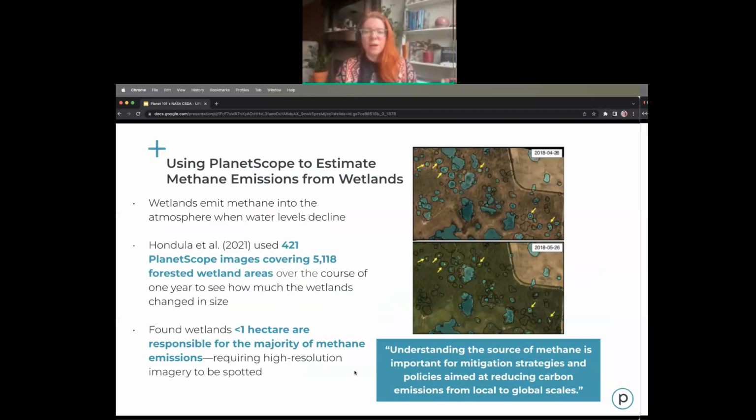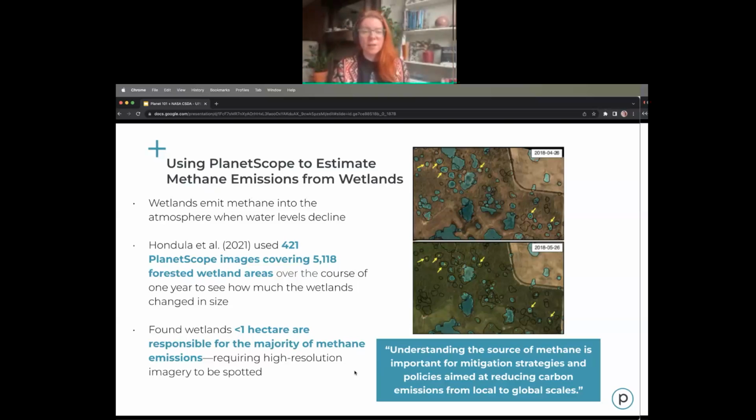We're also seeing folks look at methane emissions in places like the Arctic, and in this case, in the continental United States, seeing how the size of lakes changing over time can be related to methane emissions by combining the satellite images with measurements on the ground.